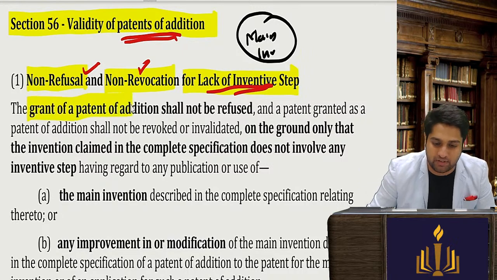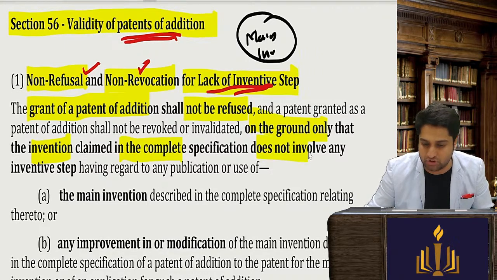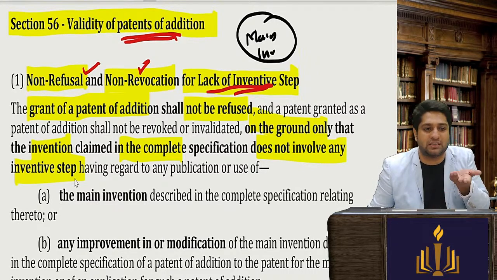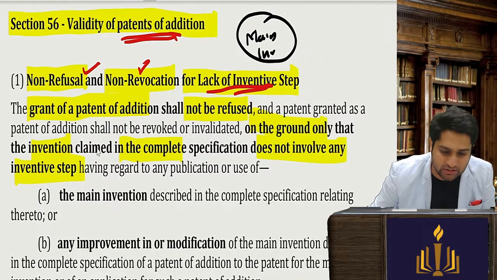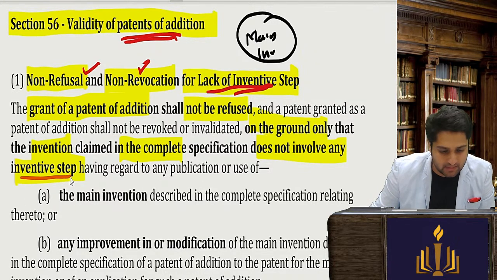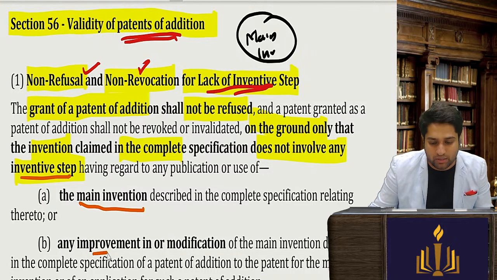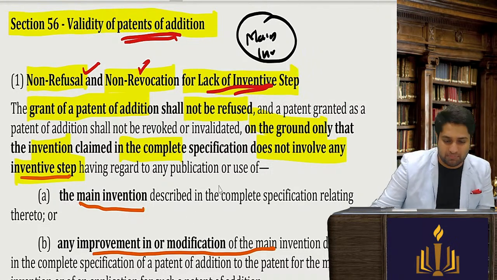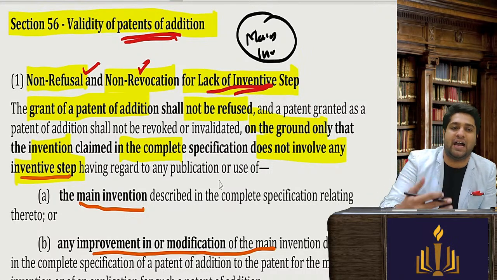The grant of a patent of addition shall not be refused on the ground that the invention claimed in the complete specification does not involve any inventive step, having regard to any publication or use of the main invention, or improvement or modification of the main invention described in the patent of addition. So I will say, yeah, it's fine. It's just a part of it. Just remember this much, that you can't refuse a particular improvement or modification on the ground that it lacks inventive step.